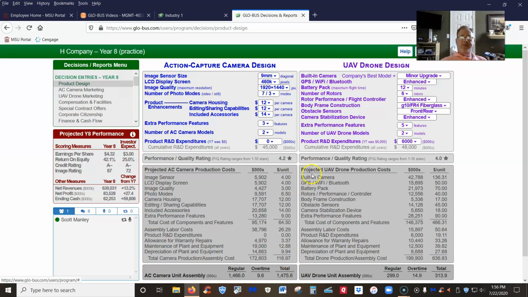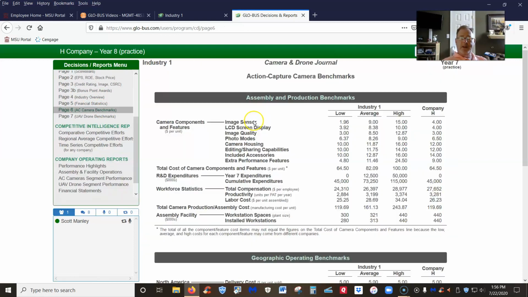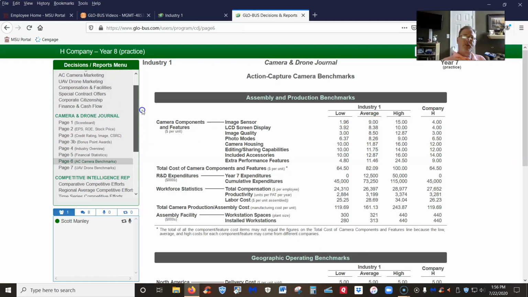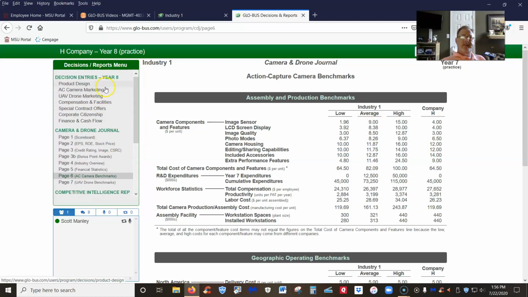Okay. And what I'm also going to do is look at the industry. I'm going to look at these AC benchmarks to see what a middle of the road camera looks like. Okay. It looks like around $8 or $9 on all of these, what we used to call core components. Okay. So that tells me that I'm really low on those core components.